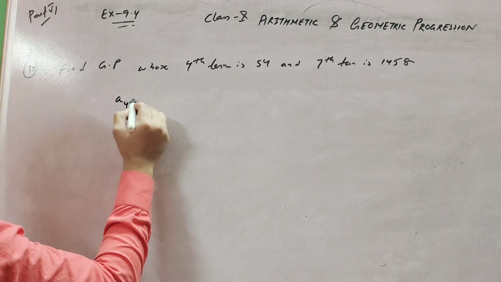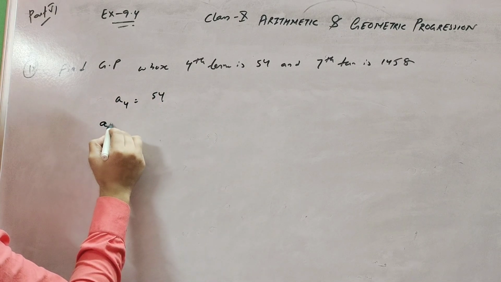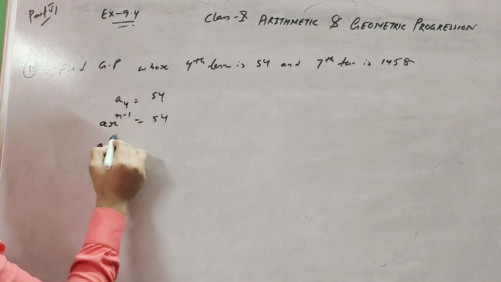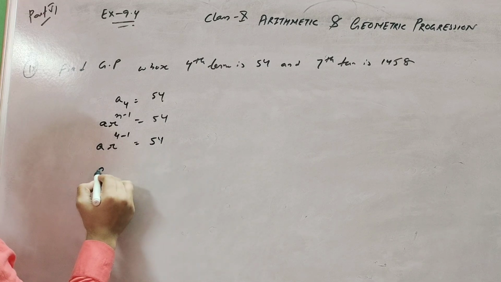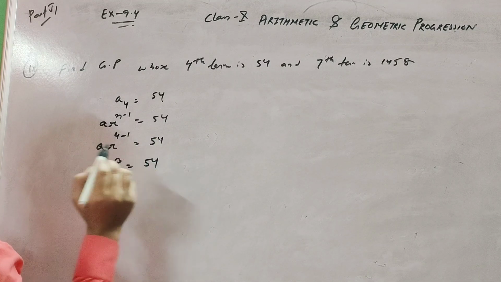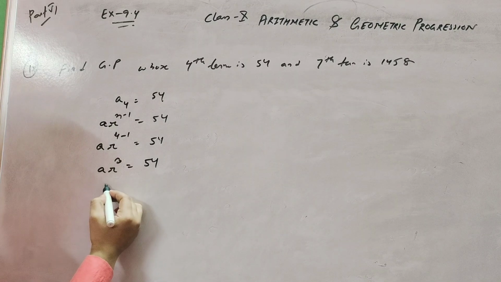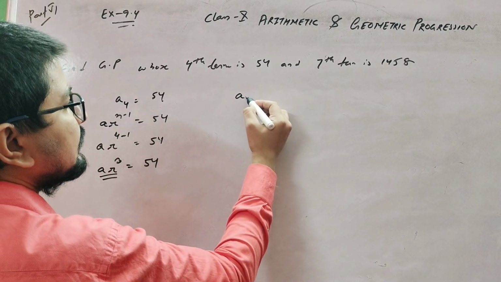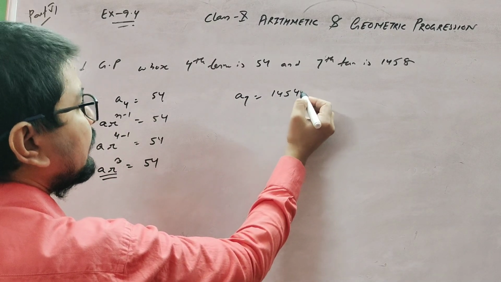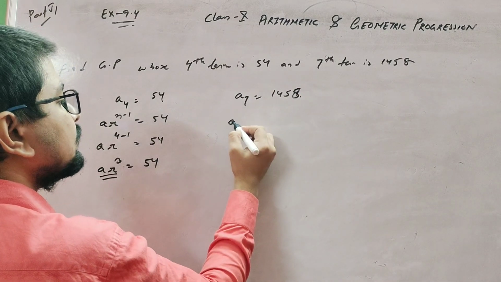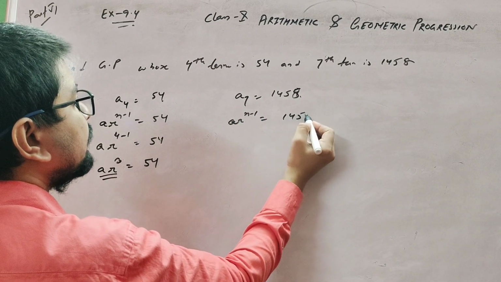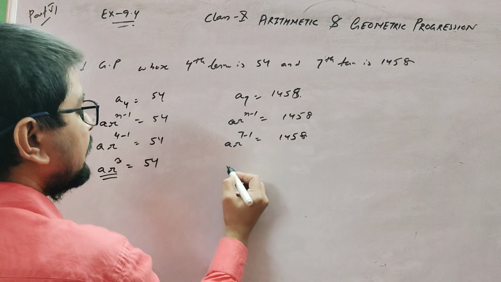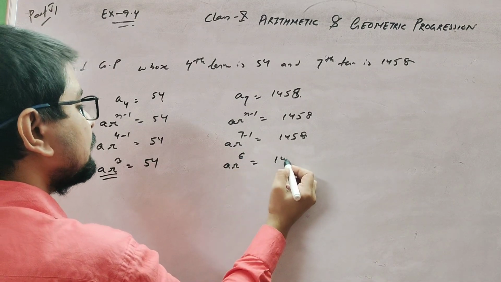First of all, we see the fourth term is given, 54. So ar to the power n minus 1 equals 54. ar, in place of n, 4 minus 1 equals 54. ar cube equals 54. Okay, so ar cube equals 54. Now the seventh term is given, that is the seventh term equals 1458. So ar to the power n minus 1 equals 1458. So ar, in place of n, 7 minus 1 equals 1458. So ar to the power 7 minus 1, that is 6, equals 1458.